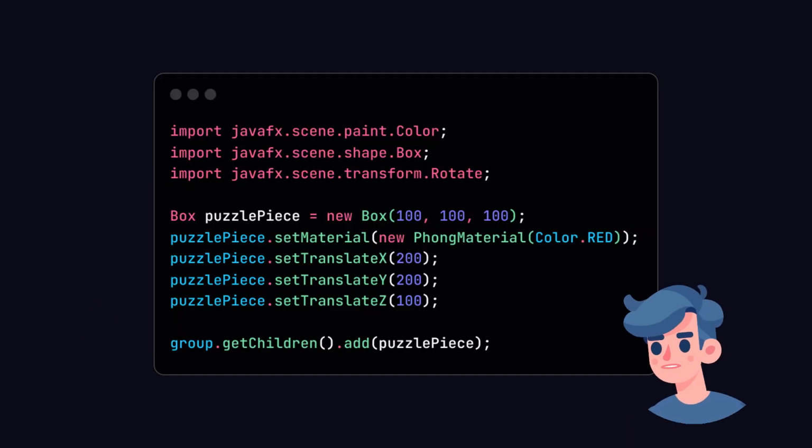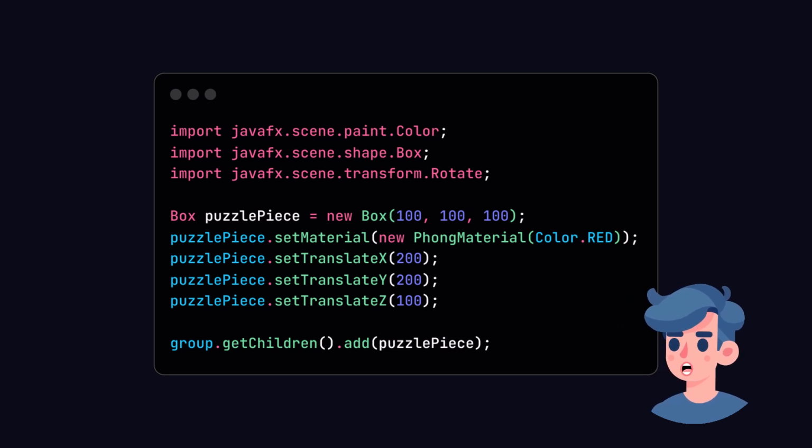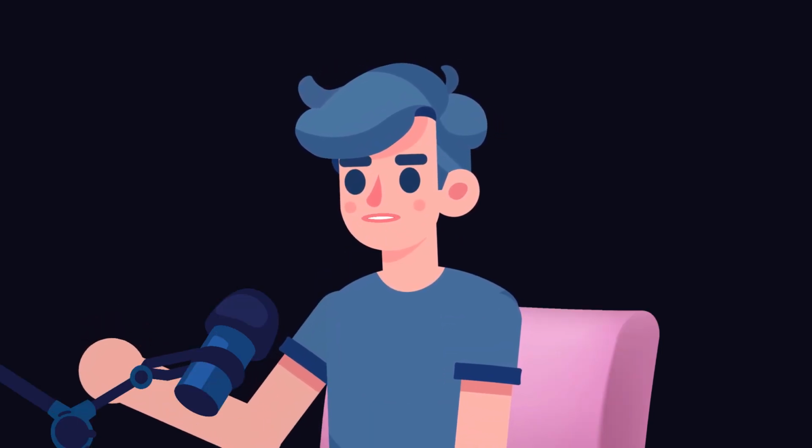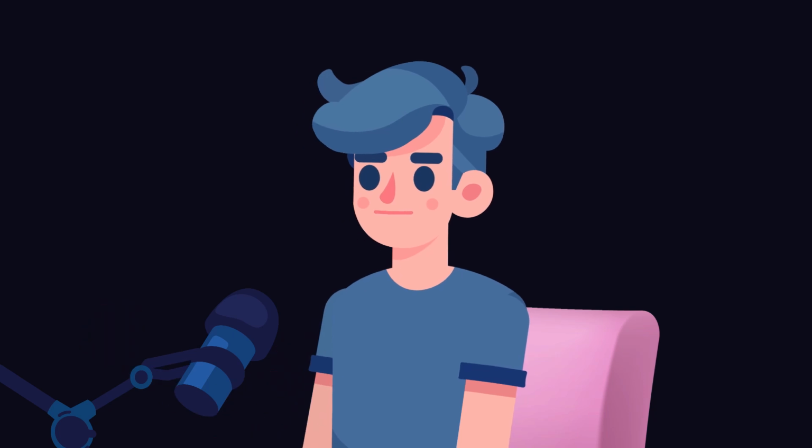Now let's add some 3D elements to our scene. JavaFX provides a simple way to add 3D shapes. We'll create a box that will serve as one of our puzzle pieces. We created a box object representing a puzzle piece. We also set its material to red and positioned it in the scene. You can customize the size and color as you wish.